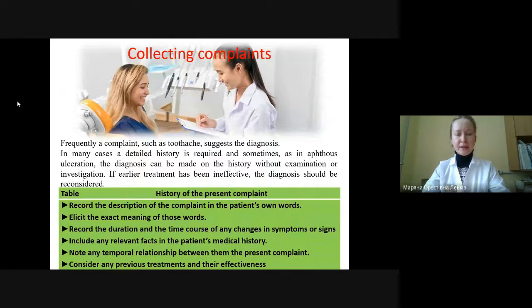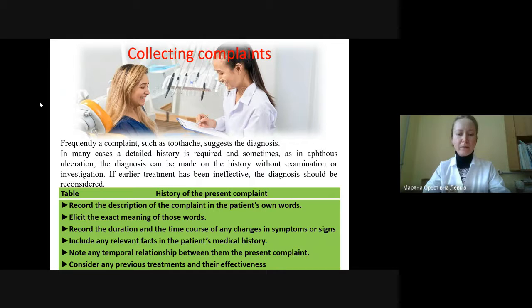Collecting complaints is the next step. Frequently, a complaint such as a toothache suggests the diagnosis. In many cases, a detailed history is required, and sometimes, as with aphthous ulceration, the diagnosis can be made on the history without examination or investigation. If earlier treatment has been ineffective, the diagnosis should be reconsidered.